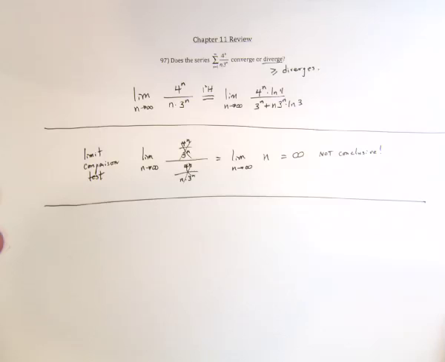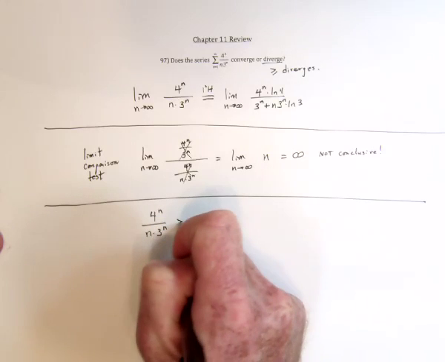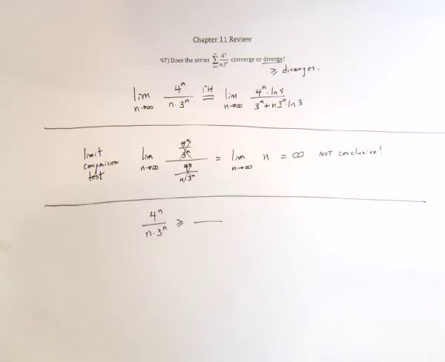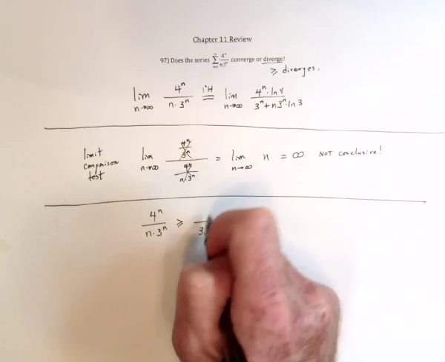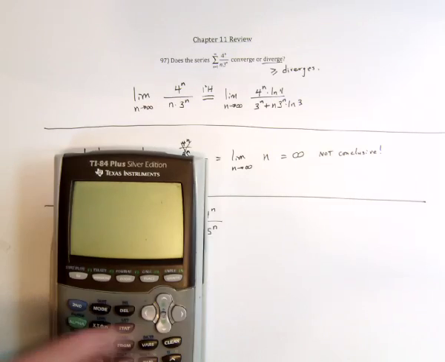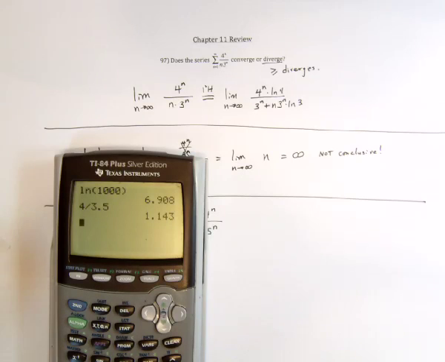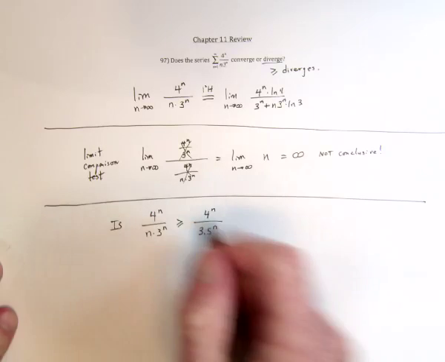Well, could we do a comparison where ours is bigger than or equal to another one that I know diverges? How about if I put 3.5 to the n here, and I put 4 to the n here? So 4 divided by 3.5, that's bigger than 1. So that means if I add up this, it's going to add up to infinity because this is a geometric series with this ratio in here bigger than 1. So I need to then verify, is this inequality true?